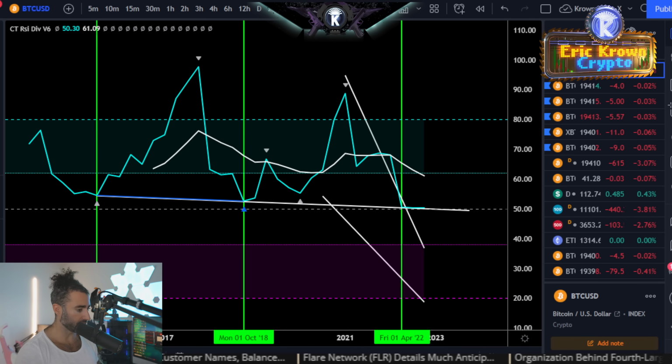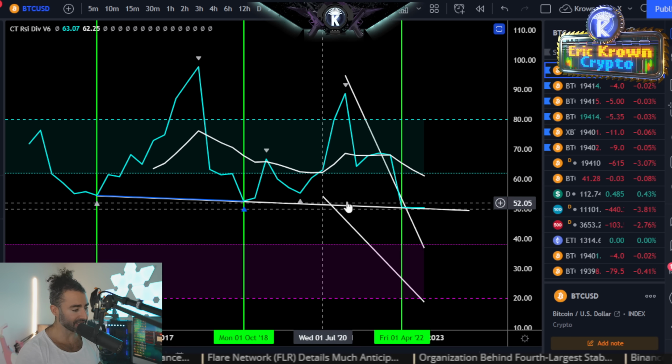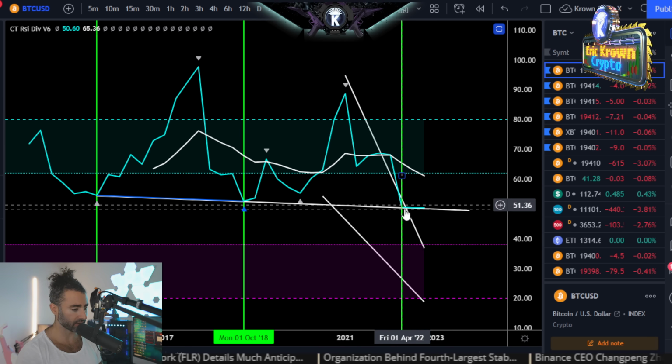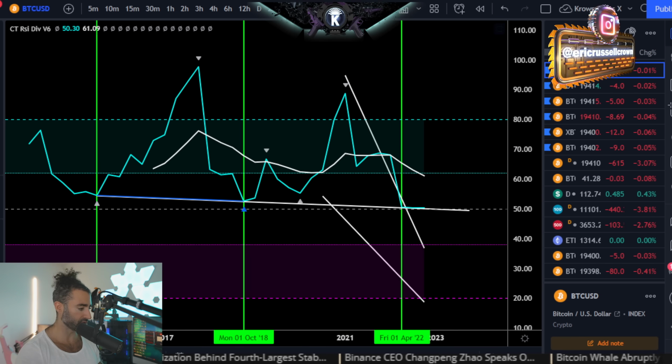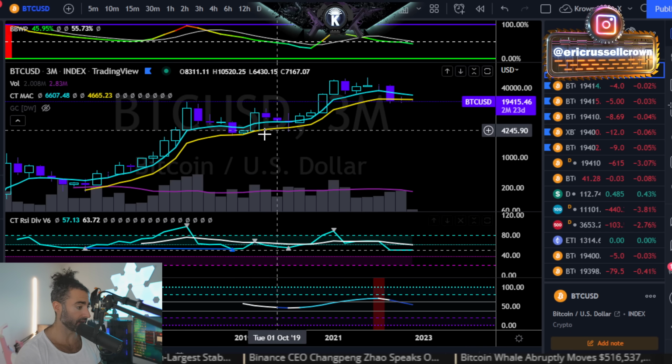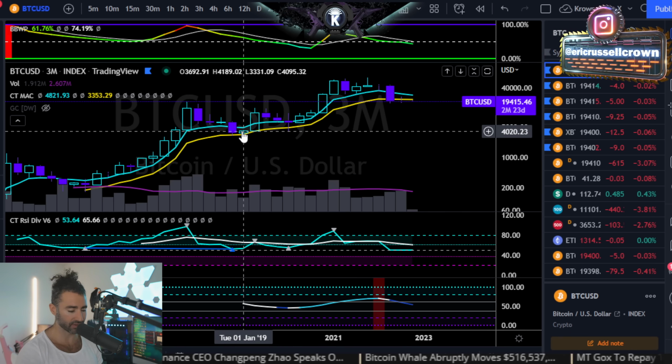It would also fulfill, it already is fulfilling, a trend line test right here, as you can see, coming off those last few lows. Again, that same sort of hidden bullish divergence, which actually did call the lows incredibly well back over here in 2018, 2019.